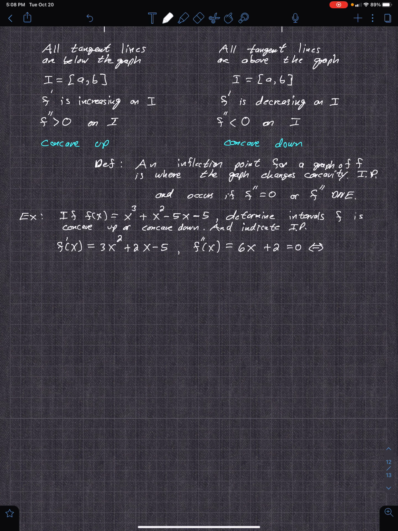Divide by the 2, so you get 3x plus 1, so x is equal to just negative 1/3. Nice rational number. And so we want to investigate around negative 1/3. We're going to look at f double prime of x for x less than negative 1/3, and then x greater than negative 1/3. And we want to see what the concavity is. Does it change concavity around that point?